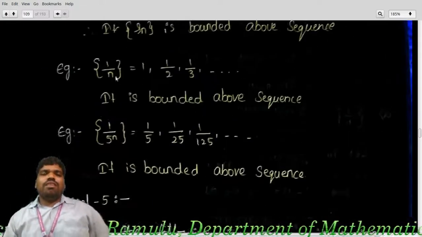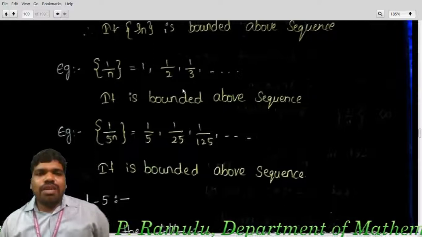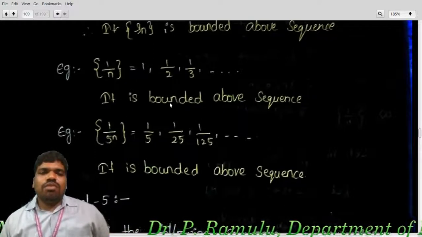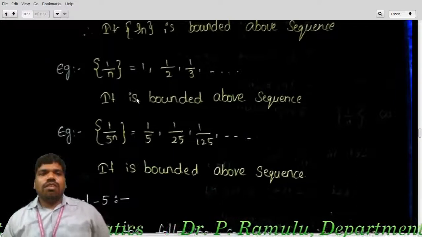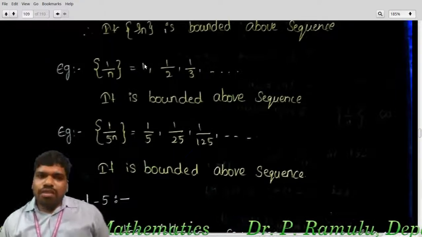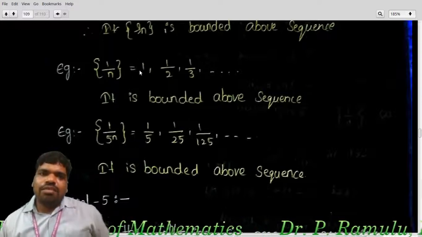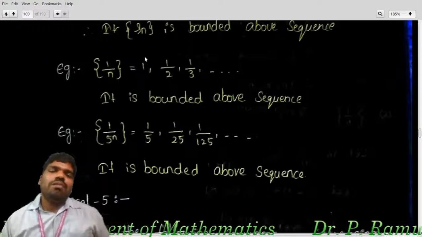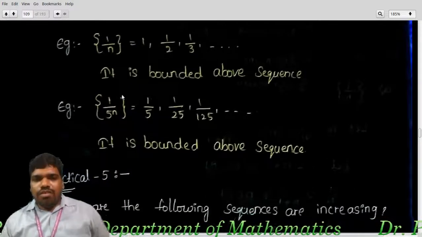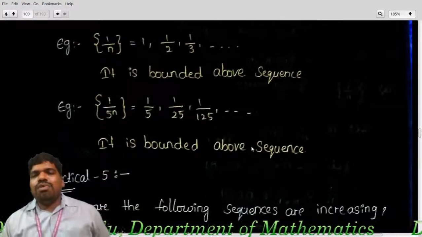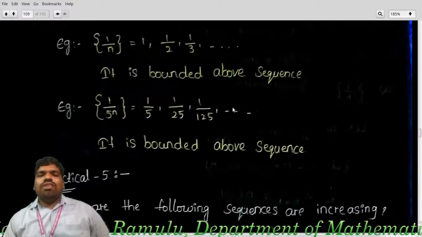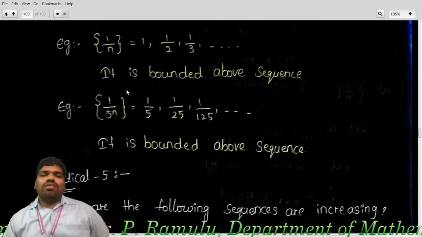Simply, as an example, I am taking 1 by n, that equals 1, 1 by 2, 1 by 3. It is a bounded above sequence. Similarly 1 by 5 to the power n, that equals 1 by 5, 1 by 25. The upper bound of the sequence is 1. Not only 1, you can take 2, 3, 4, but the least upper bound is 1. Therefore it is a bounded above sequence. Also 1 by 5, 1 by 25, here we have a lower bound, so it is bounded below as well.